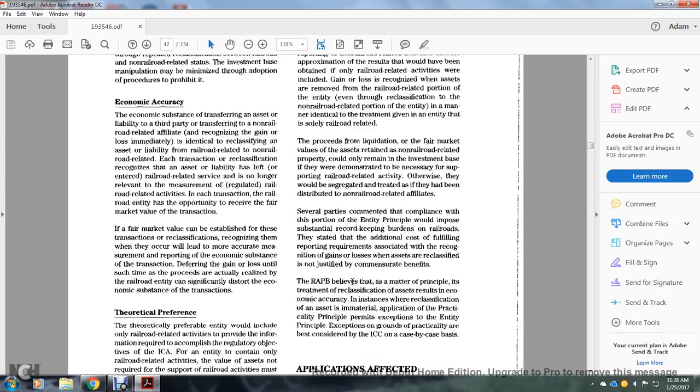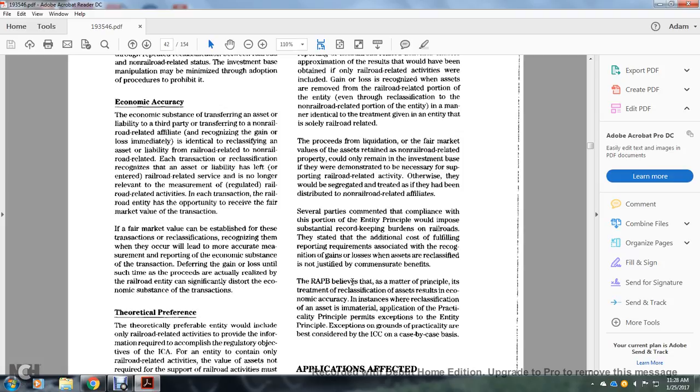Alright, the proceeds of liquidation are the fair market value of the asset. Non-railroad-related property retained could only remain in the investment base if demonstrated necessary for supporting railroad-related activity. Otherwise, it would be segregated and treated as if it had been distributed to the non-railroad-related affiliates.